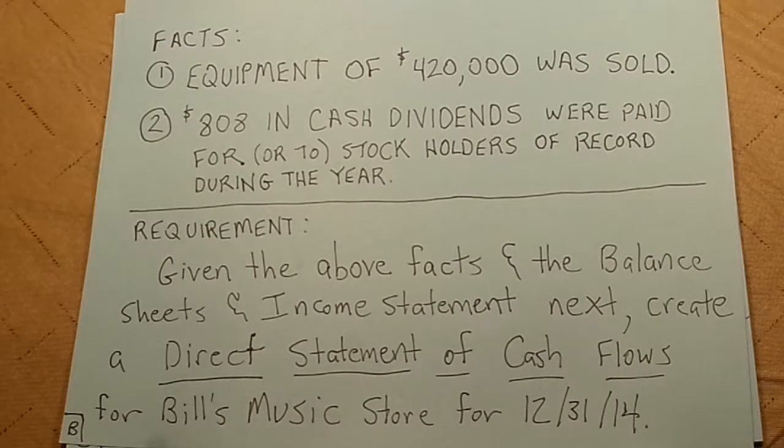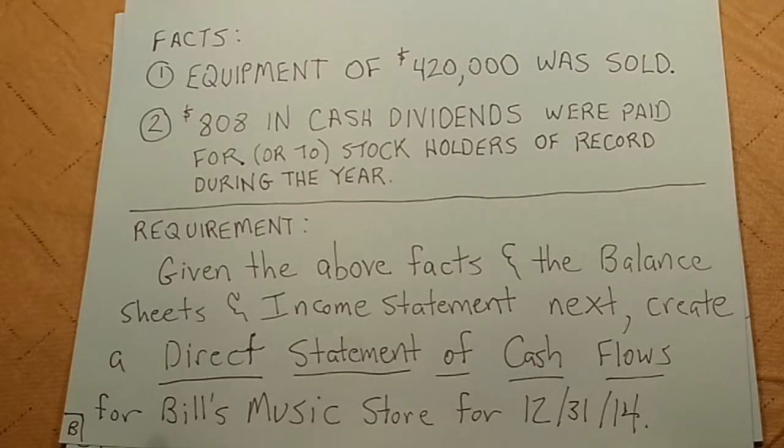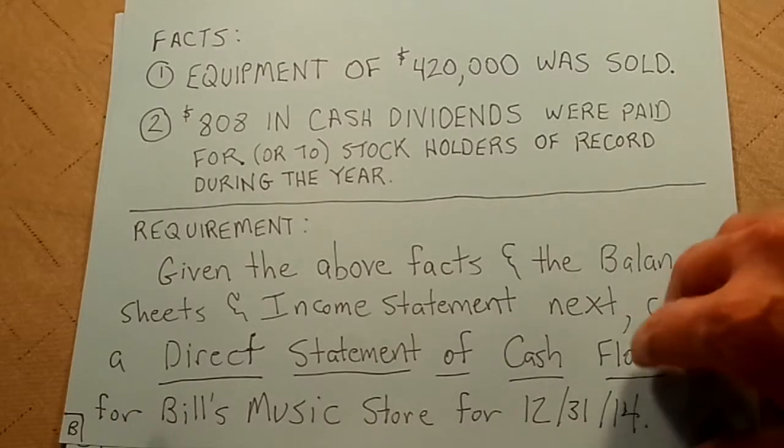Also, $808 in cash dividends were paid to stockholders of record during the year. The requirement for this problem is, using the above facts and the balance sheet and the income statement, which we're going to look at next, create a direct statement of cash flows for Bill's Music Store for December 31st, 2014.